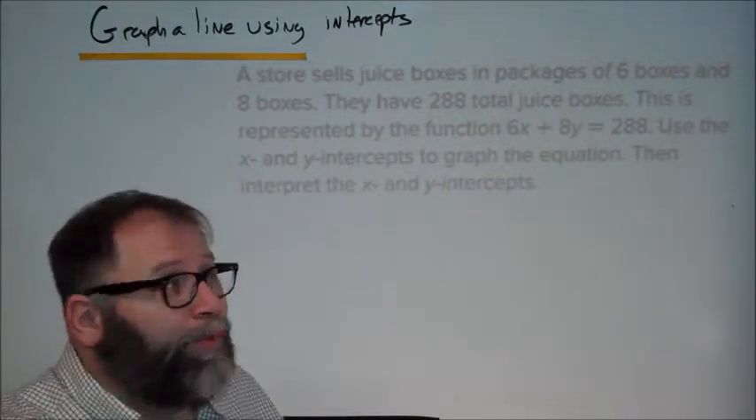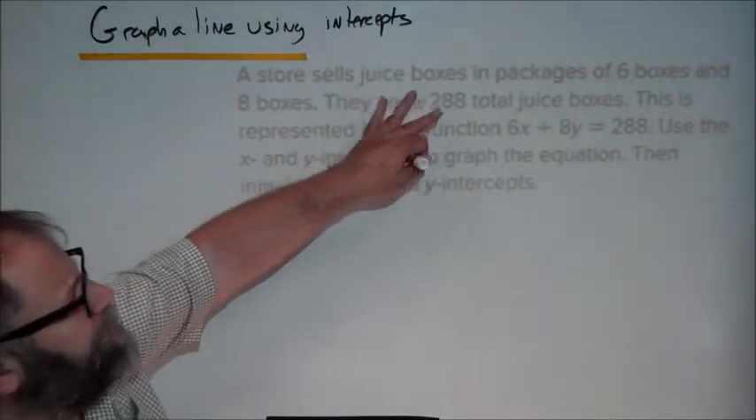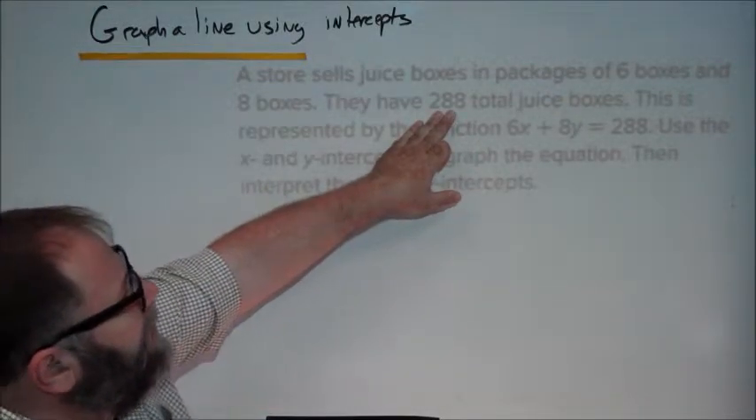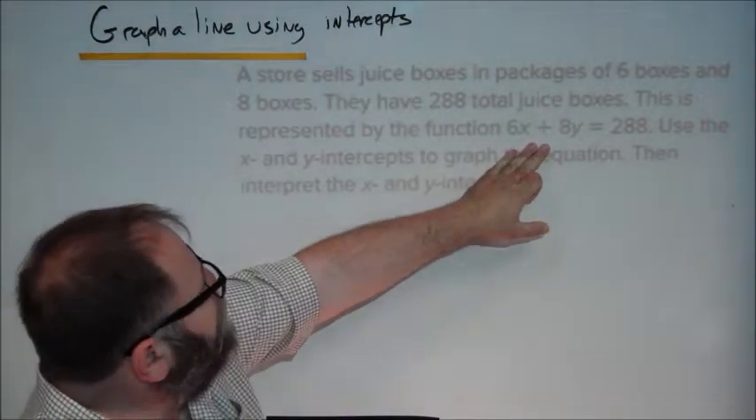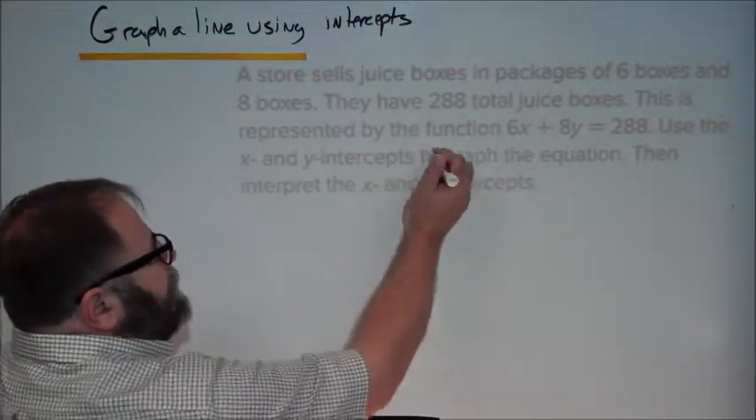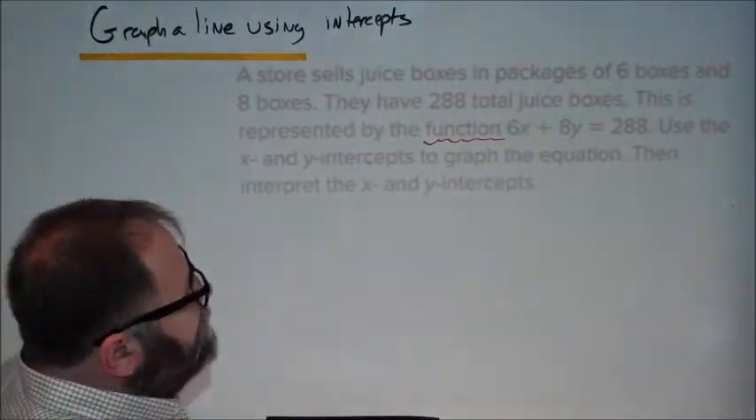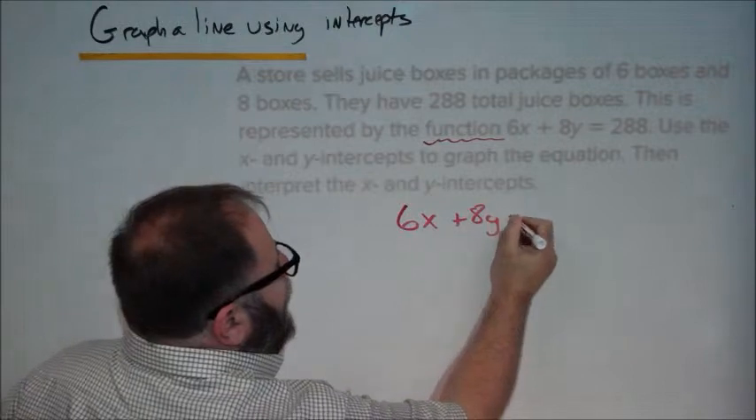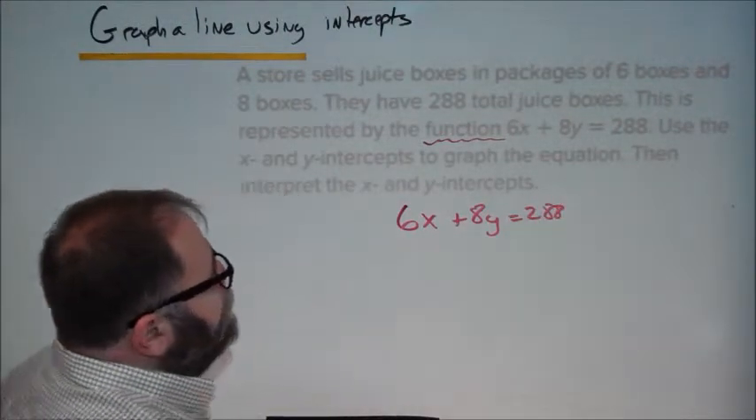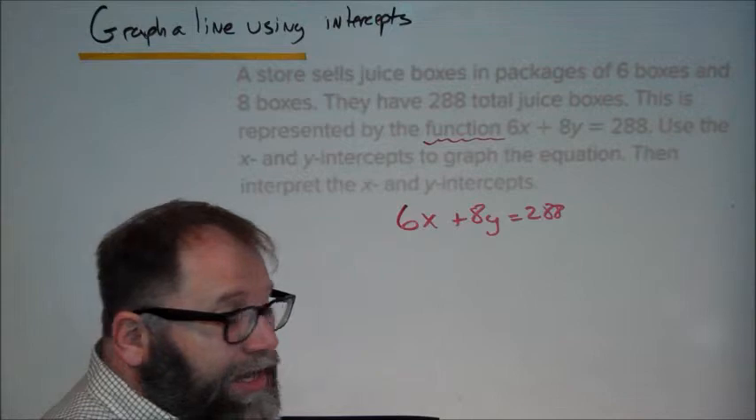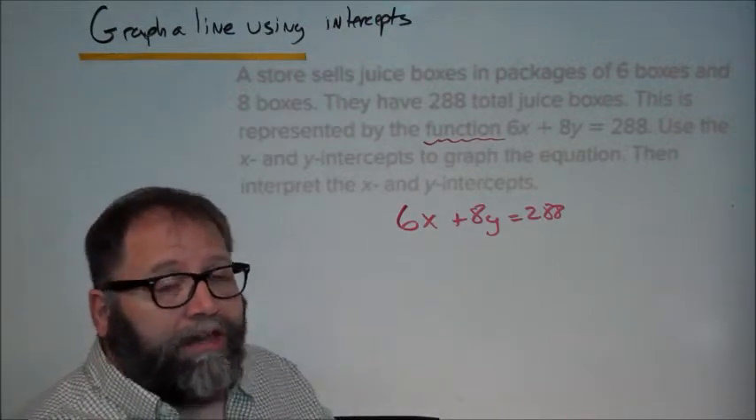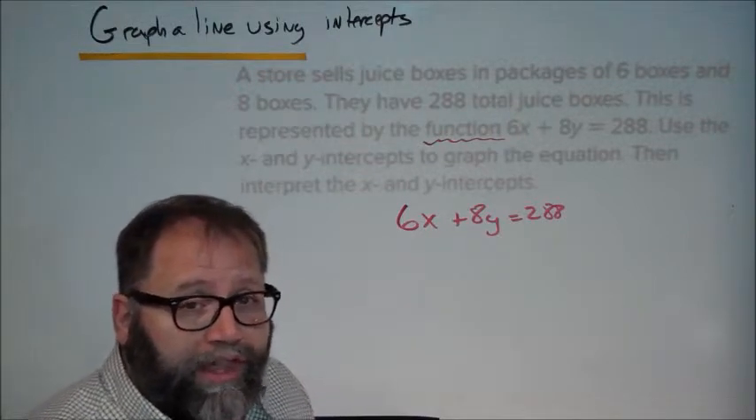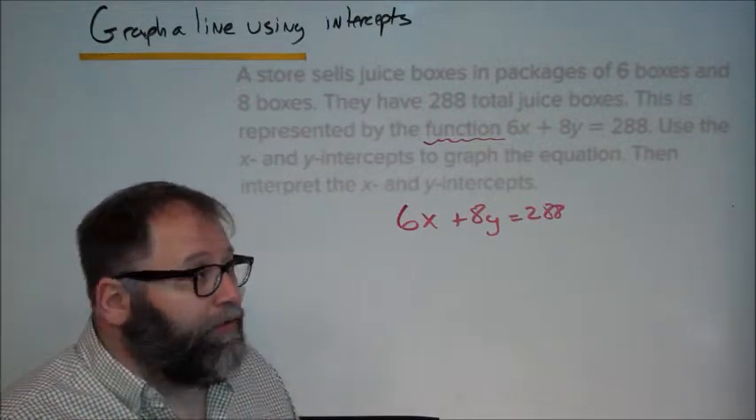Oh, nice, a word problem. Okay, the store sells juice boxes in packages of 6 and 8, 288 total juice boxes, represented by the function. Oh, a function, that's cool. All right, that's something new. The function is 6x plus 8y equals 288. Now, I can't stress this enough: let your paper and your pencil or pen, whatever you're working with, do your thinking for you so that you can save your thinking for the math.